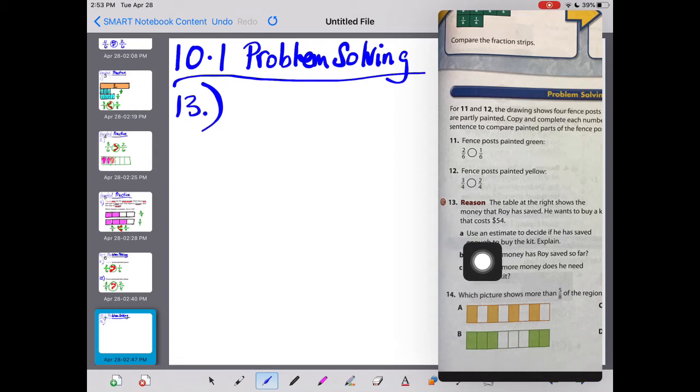For A, use an estimate to decide if he even has saved enough money to buy the kit. So use your estimation skills, round them, come up with a general guess of how much he saved. Does he have enough? B, how much money has Roy saved so far? Oh, I think you're going to have to come up with an accurate assessment of how much money. Then C, how much more money does he need to buy the kit? So now you're going to have to do some differences or comparisons there, okay?